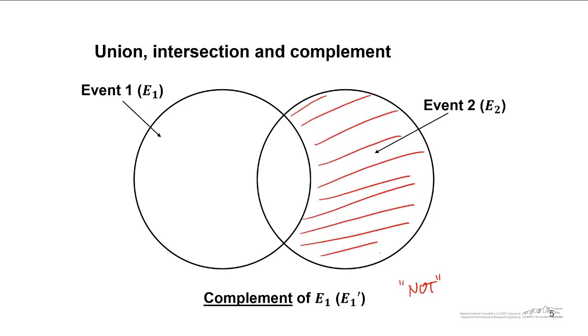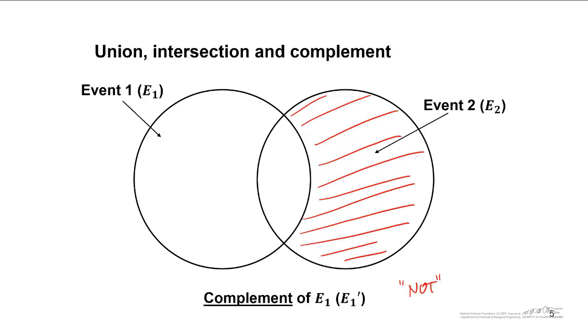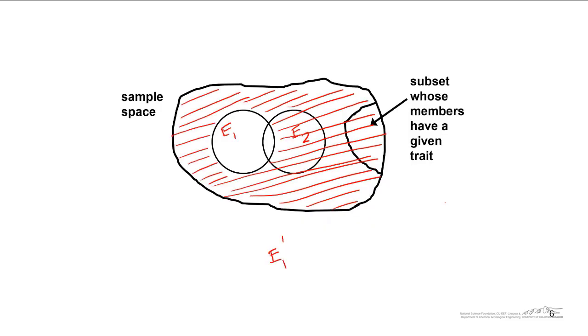That's somewhat true, but remember, these events are subsets of a sample space. And so really, if this is event 1 and this is event 2, as we had in the previous slide, the complement of 1, or not event 1, would really represent everything in the sample space outside of E1. It's not just the area in event 2 that's not in the intersection, but it also includes everything else in the sample space. So you have to keep that in mind.